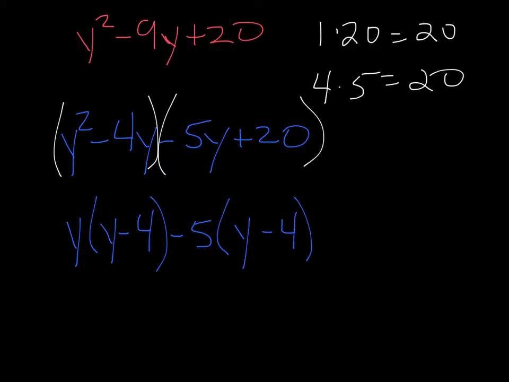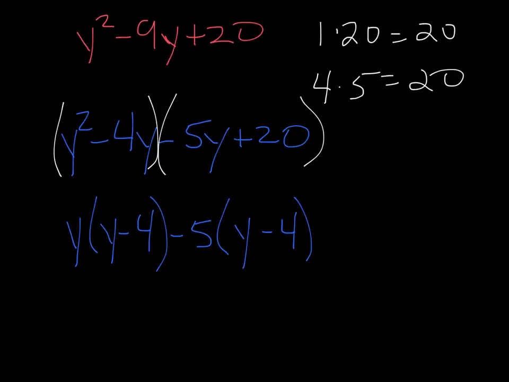And again, it's a good idea to check. If we distributed y to y, we'd have y squared. y to negative 4, we'd have negative 4y. If we distribute negative 5 to y, we'd have negative 5y. And negative 5 to negative 4 would give us positive 20. Again, it's very important to keep your eye out when you're dealing with negatives.